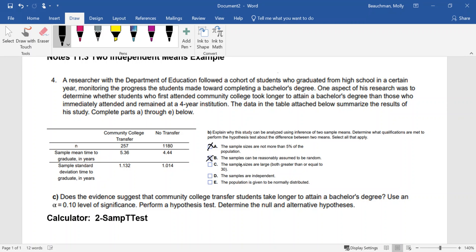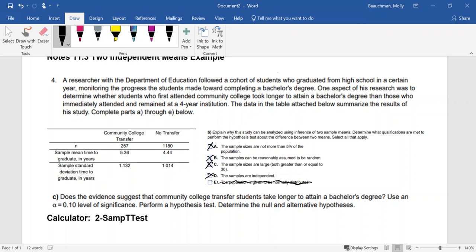The sample sizes both have to be greater than or equal to 30. Our sample sizes are definitely greater than or equal to 30. The samples are independent. Yes, so we're going to assume independence because the samples are not more than 5% of the population. And we don't need E. The population doesn't need to be given as normally distributed because our sample sizes are large enough.